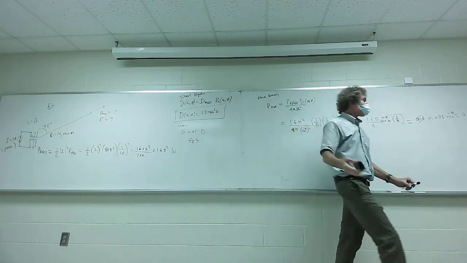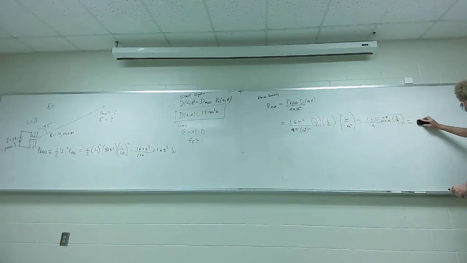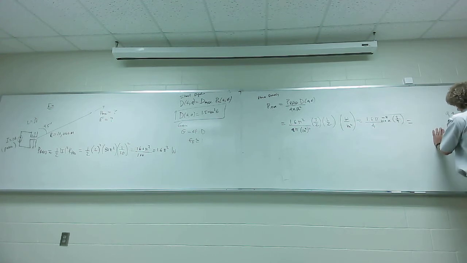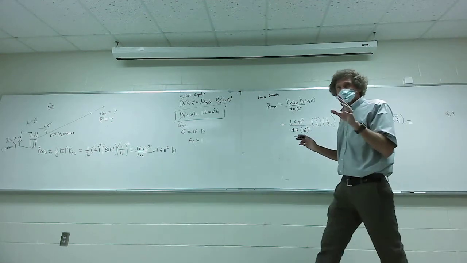If you got a number, go ahead. I got 9.4 nanowatts per meter squared. Yes, sir. You got it too? Okay. So this is nanowatts per meter squared, 9.4. I don't care about that number. Now that's the power density.